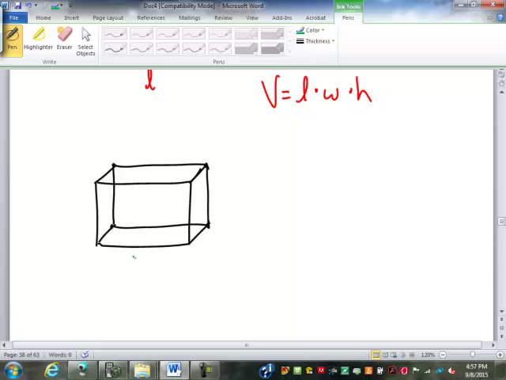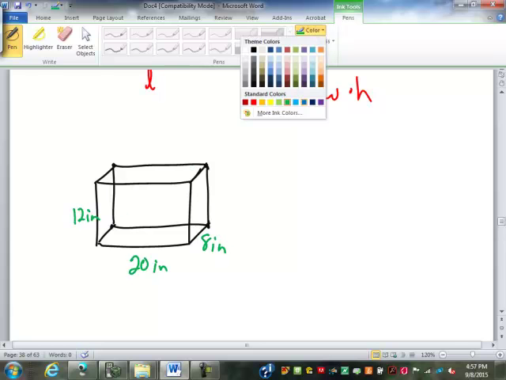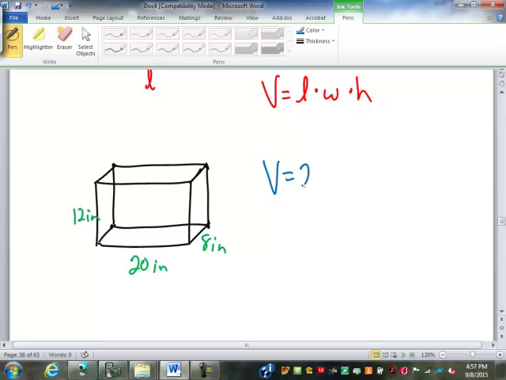So if this is 20 inches, this is 8 inches, and this is 12 inches. The volume of this box, length of 20 times a width of 8 times a height of 12, is 20 times 8 times 12, which is 1,920, I believe. Inches times inches times inches is inches to the third power, inches cubed.